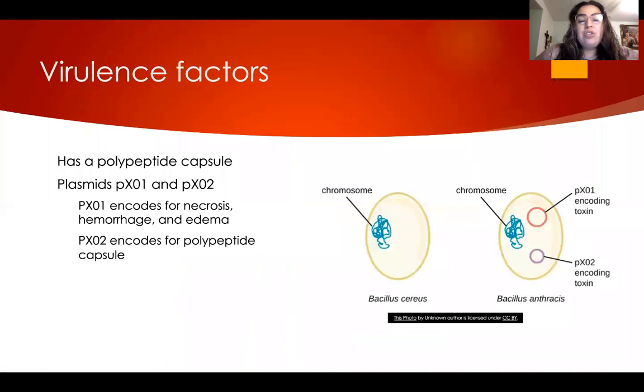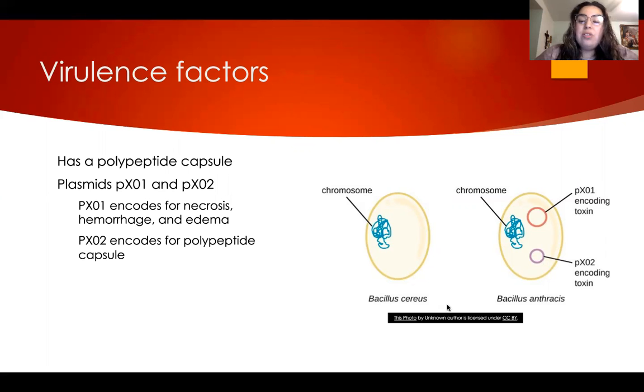The virulence factors for Bacillus anthracis is that it has a polypeptide capsule, and if you remember, a capsule helps with the virulence factor because white blood cells are not able to engulf the microbe because of the capsule. So this makes it very hard for our white blood cells to kill the microbe. Bacillus anthracis has two plasmids, the PX01 and PX02.